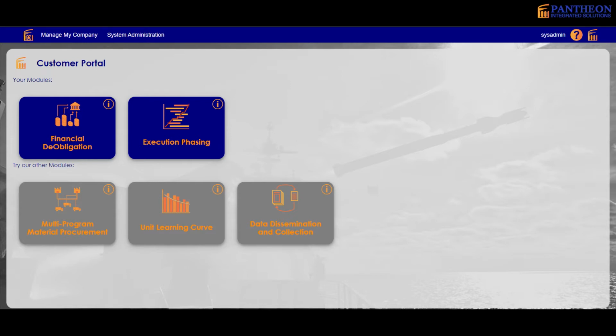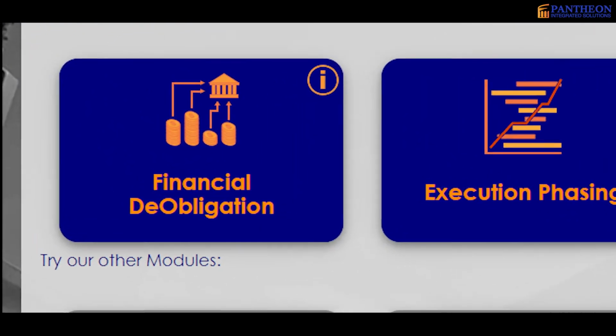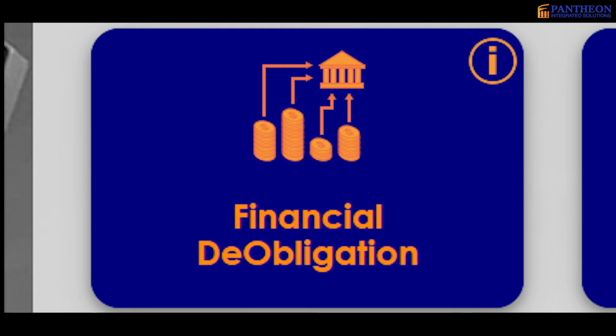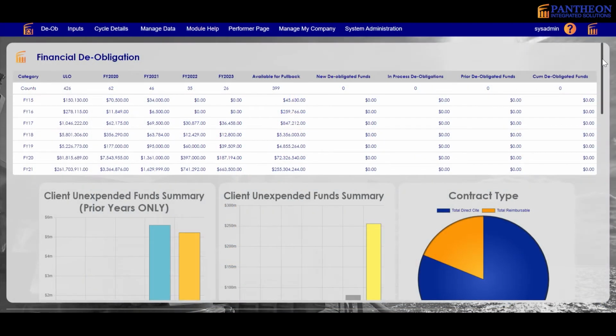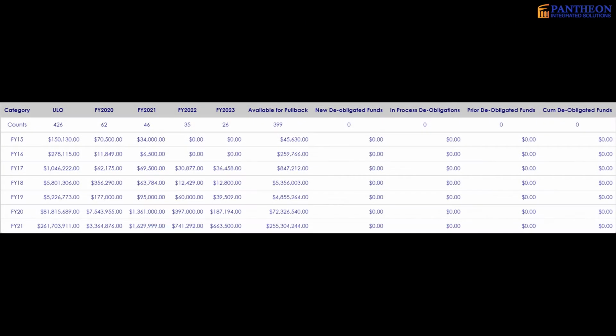It is my pleasure to demonstrate for you the Financial De-Obligation module, one of the many tools we offer in the Pantheon Web Suite. The module starts on the Summary and Data Visualization tab. This tab is fully customizable during the onboarding process and can be tailored to meet our customers' specific needs and desired outputs. At the top, we have the Data Summary table.